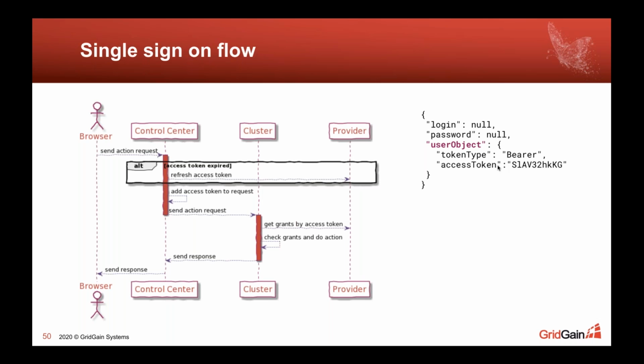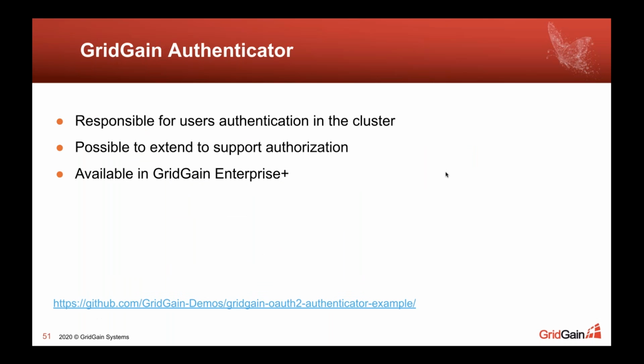In order for GridGain to understand this information, we actually need to provide an extension of GridGain, and it's available in GridGain Enterprise. You can provide your own implementation of the authenticator that will check the validity of the token that was provided from the Control Center.